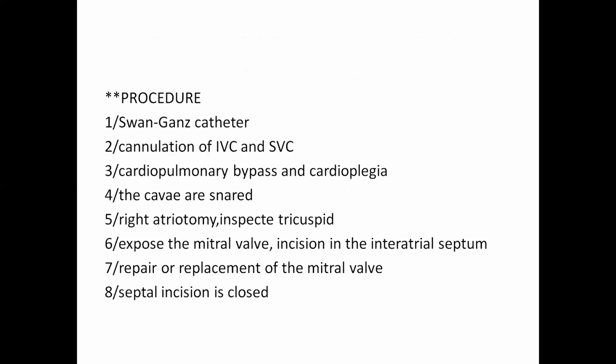For the procedure for mitral and tricuspid, it's optional, but it's good to have one Swan-Ganz catheter, and we will withdraw it from the right heart during inspection of the tricuspid. Then after that, cannulation, IVC and SVC, which is separate venous cannulation, and we will do cardiopulmonary bypass and cardioplegia. Then we will snare the cavae. Then after that, right atriotomy.